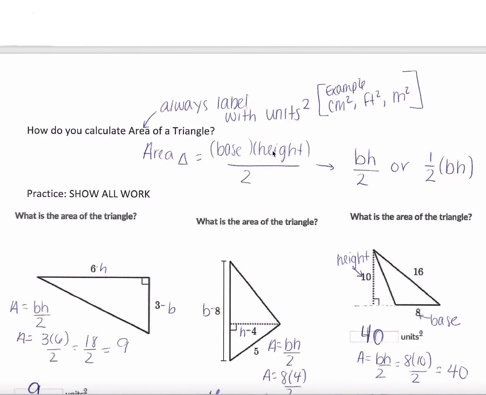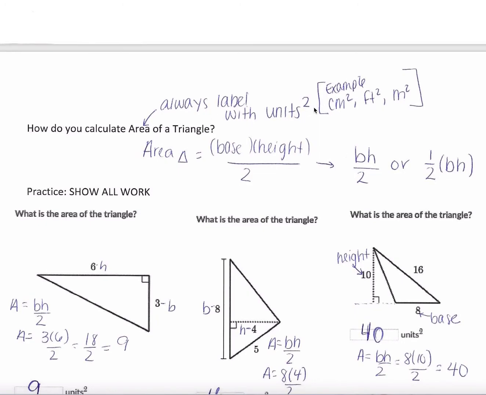So for a triangle, it's base and height. We'll get into a rectangle, which will be length and width. Whenever you're dealing with area, your labeling should be units squared. Could be centimeters squared, feet squared, meters squared, etc.